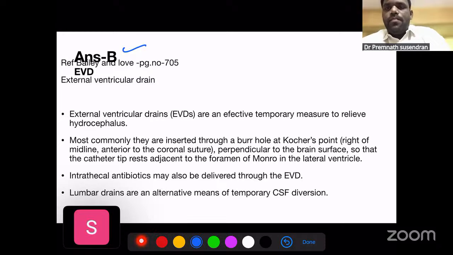The reference is from Bailey and Love. So EVD, external ventricular drains, are an effective temporary measure to relieve hydrocephalus. Most commonly, they are inserted through a burr hole at the Kocher's point. Where is the Kocher's point? It is to the right of the midline and anterior to the coronal suture.